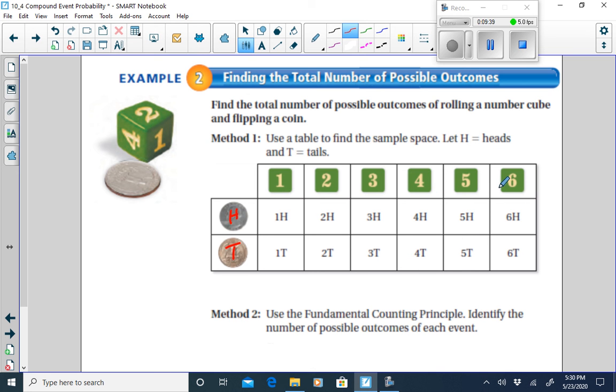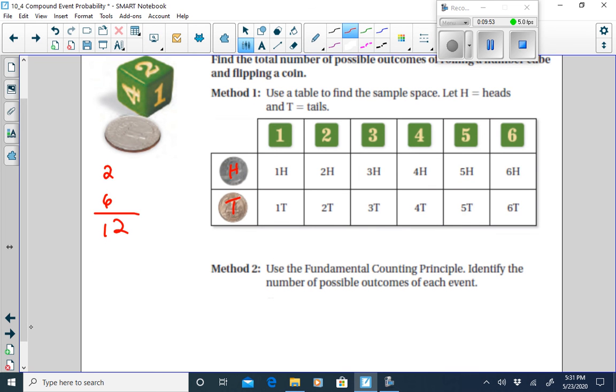Right, so that's just one possible way to see the 12 possible outcomes. If I have 2 outcomes for the coin flip and 6 possible outcomes for the number cube, 2 times 6 gives me 12 possible outcomes. I see it here. And that's what we're being asked down here, to use the counting principle, right? So for the coin flips, there are two possible outcomes. For the cube, there are 6 possible outcomes.